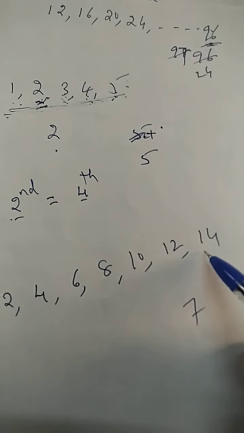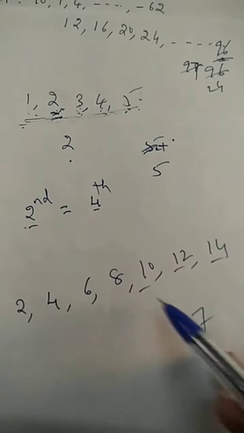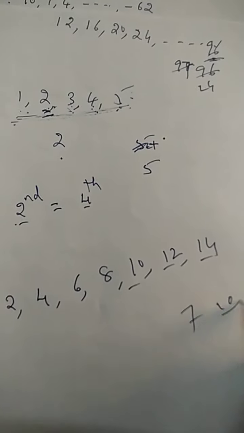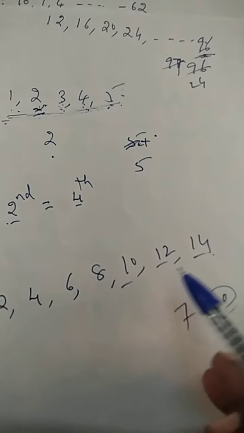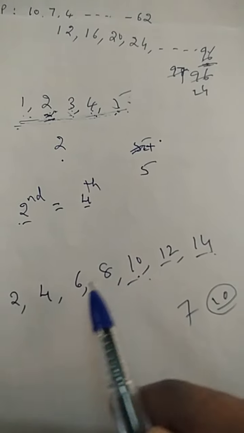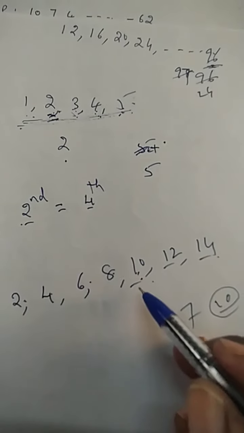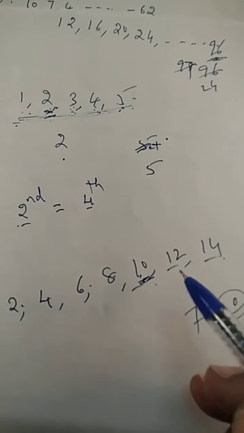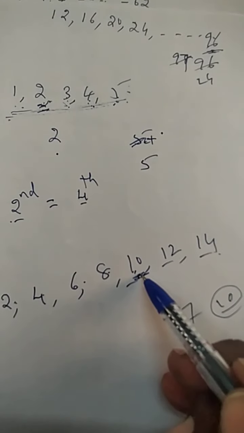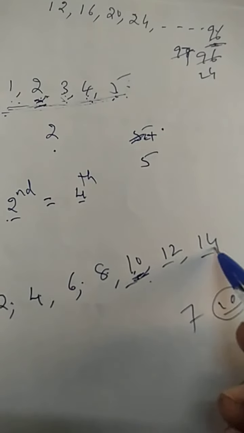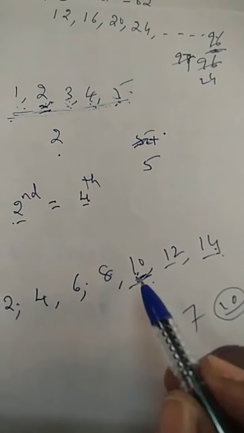What is the third term from the last? 1, 2, 3. 10 is the third term from the last. It is which term from the first? 1, 2, 3, 4, 5. Fifth term from the first. From the first side, it is the fifth term. From the last side, it is the third term.